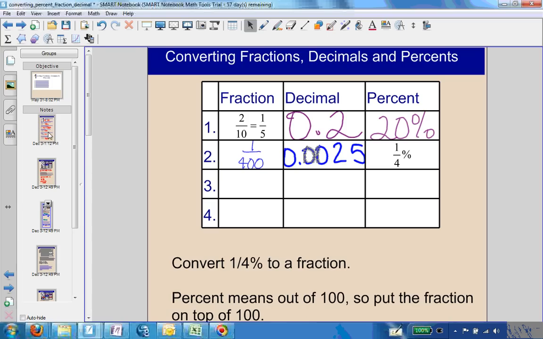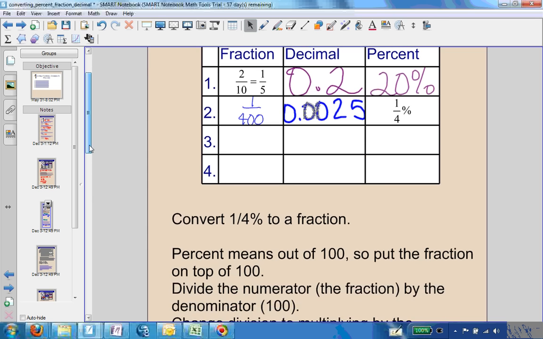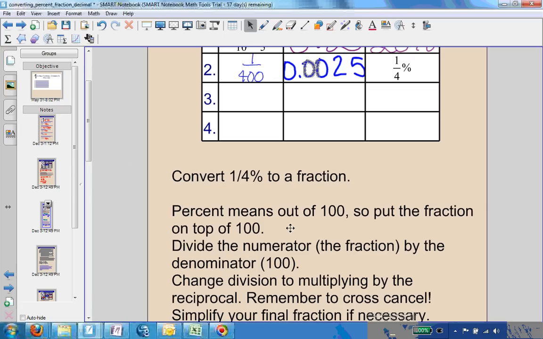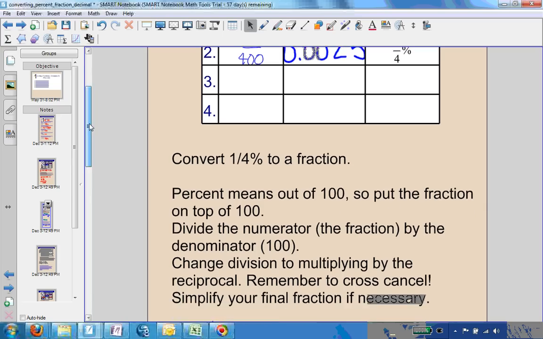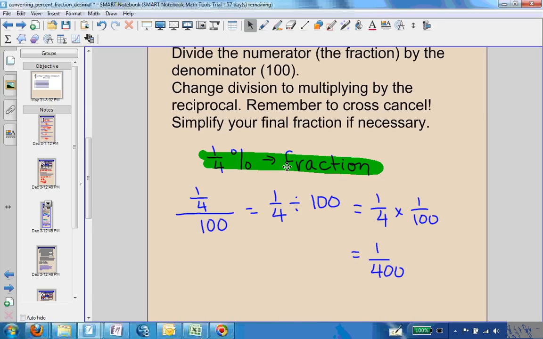For the next example, I'm just converting 1/4 of a percent to a fraction. So again, percent means out of 100, so I'm going to put 1/4 of a percent over 100. So 1/4 of a percent means 1/4 out of 100. And I'm converting it into a fraction. So that means 1/4 divided by 100. And 1/4 divided by 100 is 1/4 times 1 over 100, because when you divide, you have to multiply by the reciprocal with fractions. And that's just 1 over 400.